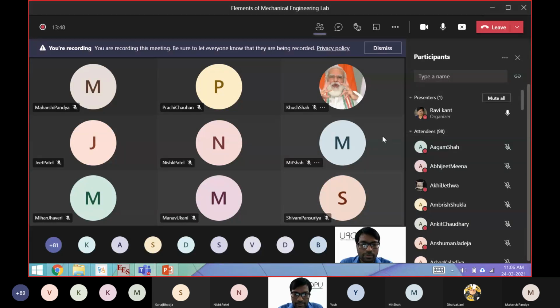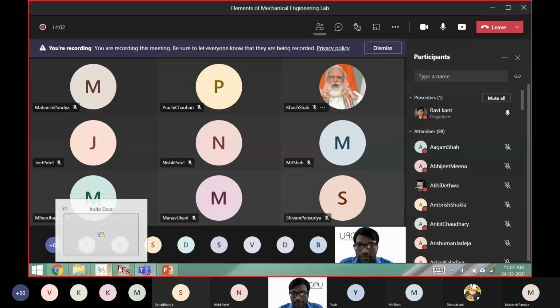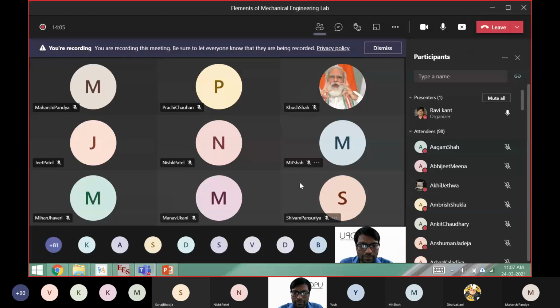In the first lab, usually we take this lab in offline mode, but since this is online, we try to take things up in a certain way. We'll see how it works in the online way.